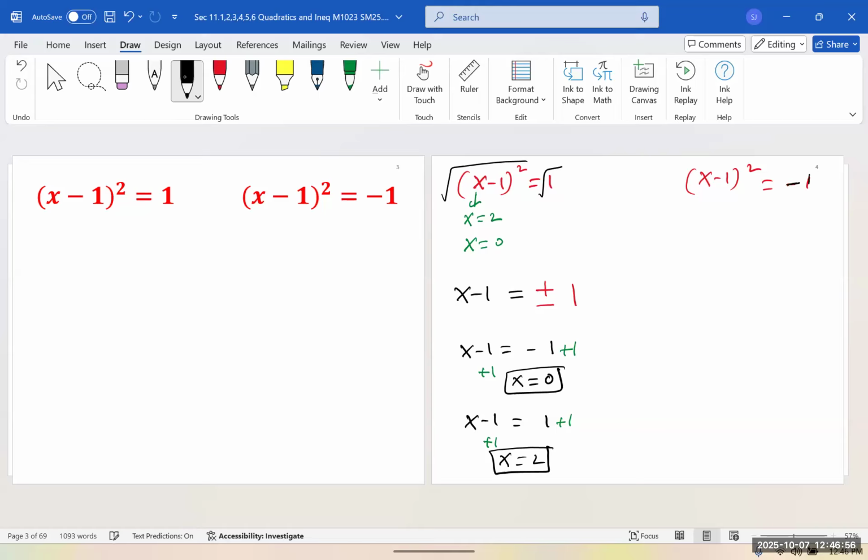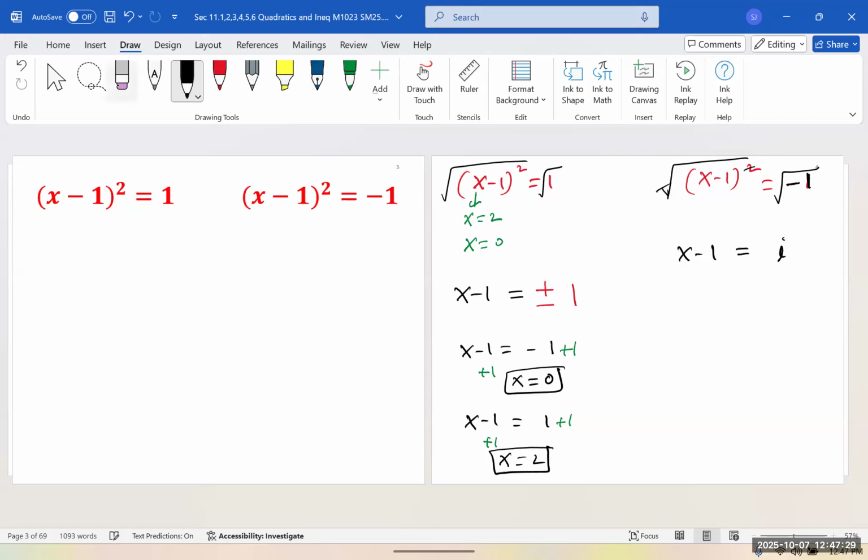The last one. Logically, we cannot do that because our right side is -1. Can you think of any number when you square turns into -1? Is it possible? Definitely, we're not going to have any real number this time. So we are getting imaginary numbers. So we take the square root on both sides. The square root and square cancel out. We get x minus 1. And what is square root of -1?